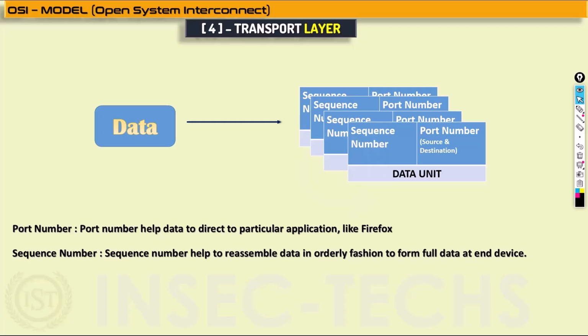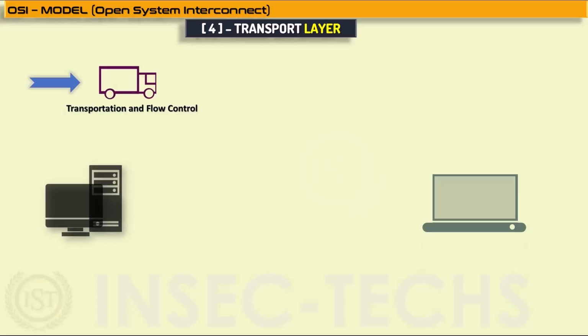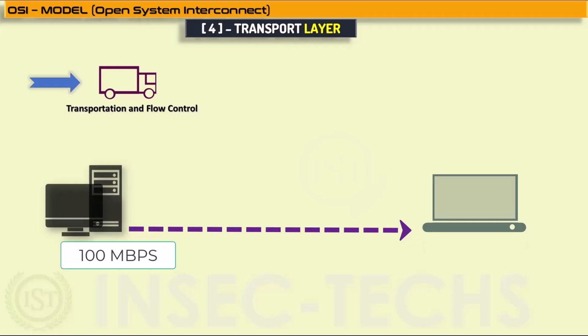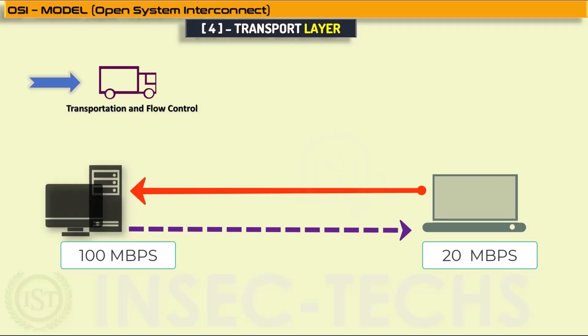Now the function of flow control in transport layer. Flow control controls the amount of data that is being transferred on IP network. Say for example, you are downloading a movie from the internet and the server is sending you 100 megabits per second, and your laptop only has capacity to receive 20 megabits per second, then your device will tell the server to slow down the rate of data transfer as it is not able to process or download the data at that rate of speed.